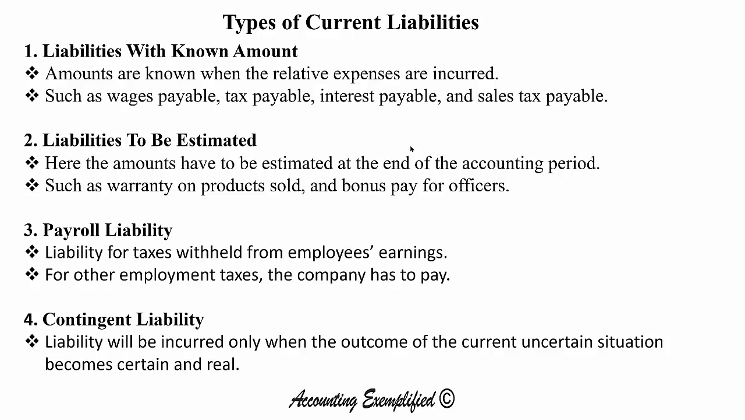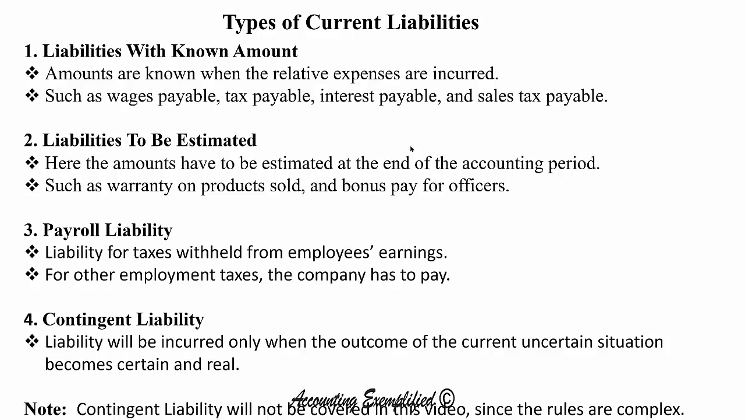The fourth liability is contingent liability. Here, the incurrence of the liability is contingent upon a future outcome of a certain situation that is currently prevailing. Now, contingent liability will not be covered in this video because the rules are a bit complex.